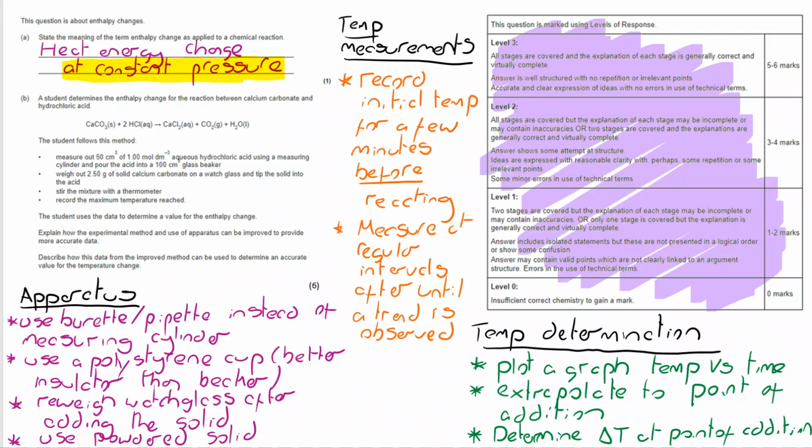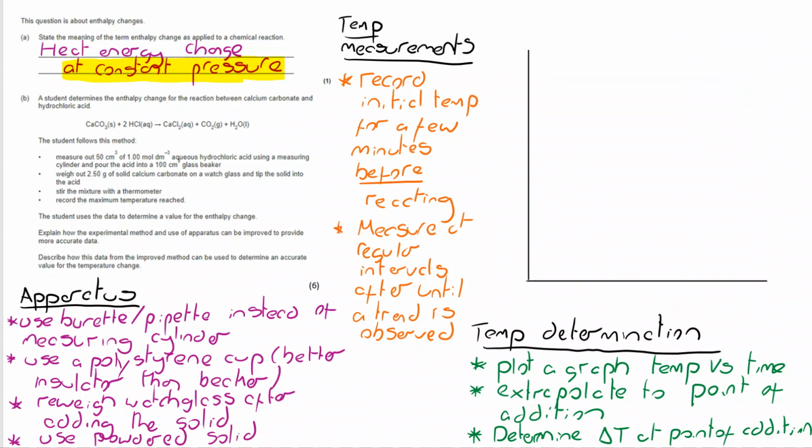So this table is really important, and it does stay fairly similar whatever the question is. It's always a similar criteria as we're marking. But I just want to highlight what it is that this question relates to, and I'm going to draw the graph that I was talking about earlier.